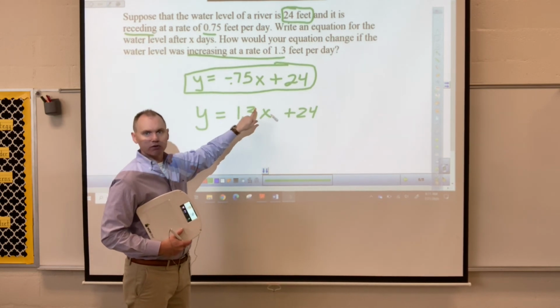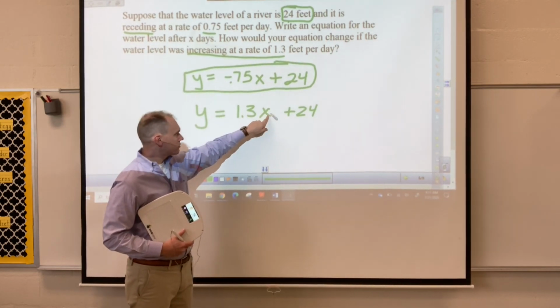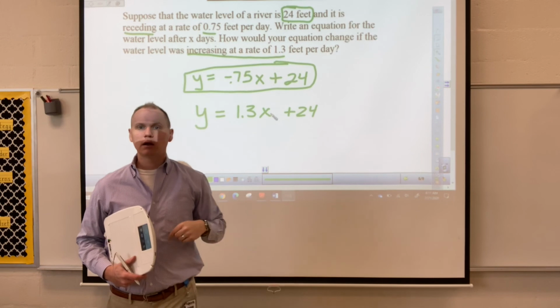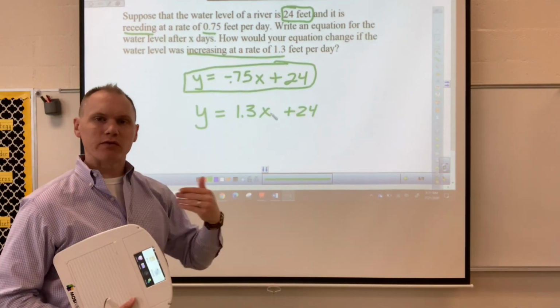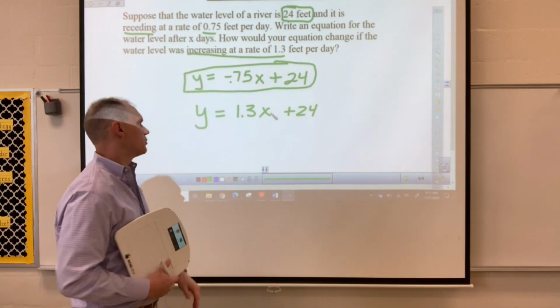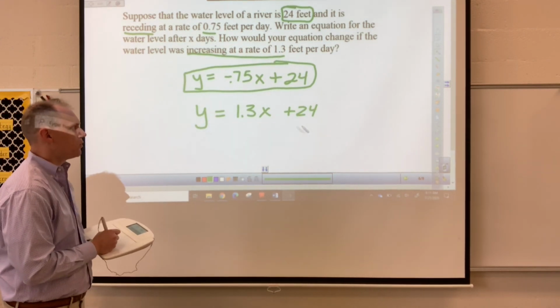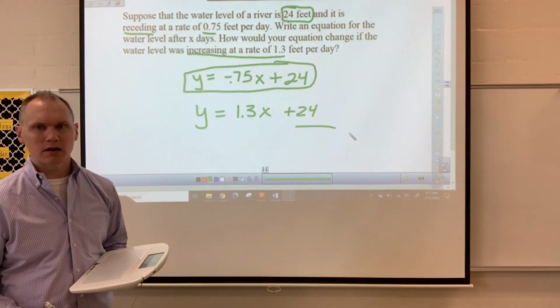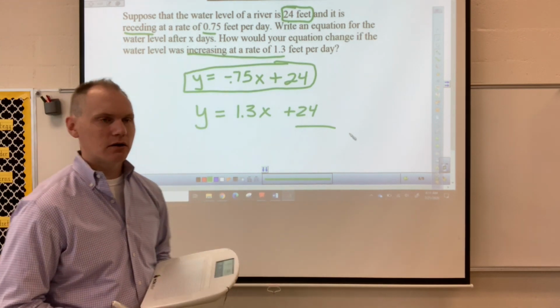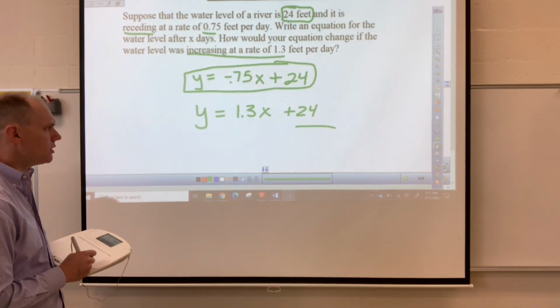If this were 2, it would be 2.6. If this were 3, it would be 3.9, and so on. And so for every additional day, it's going to increase at 1.3 feet. And so that's how that would change. The 24 would remain the same. That does not change in this case. All right?